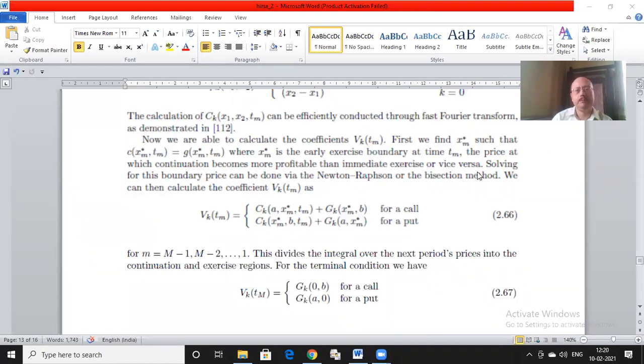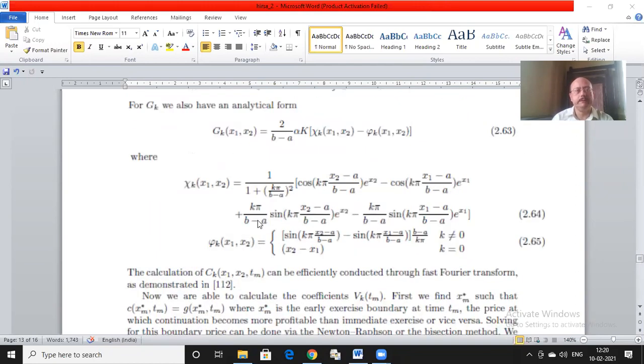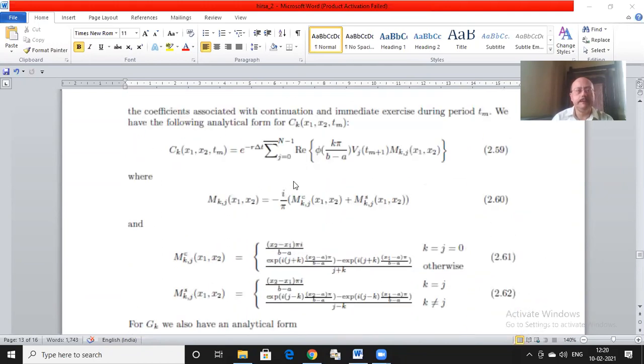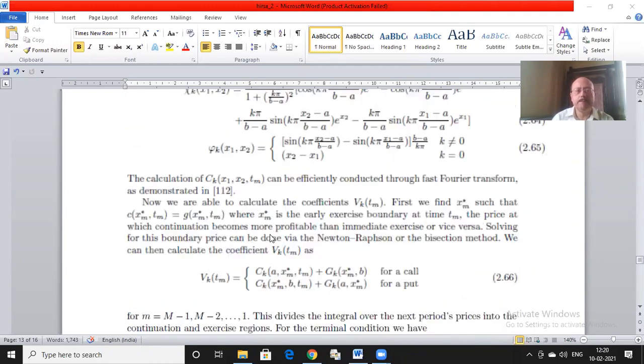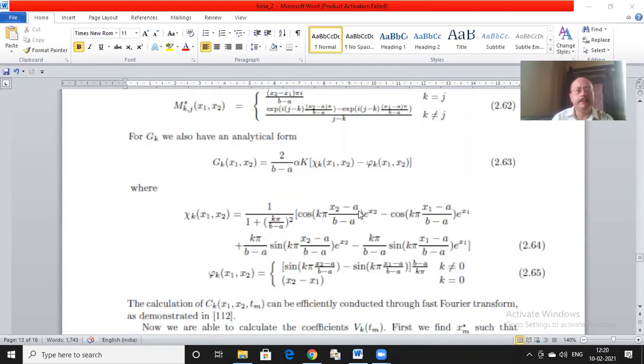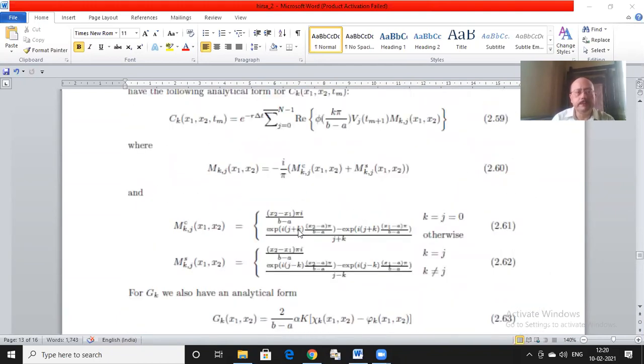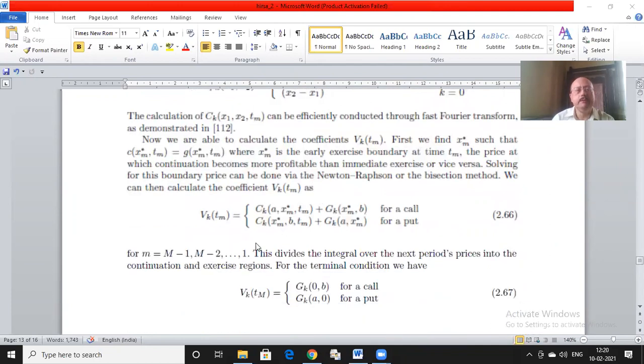Now again, we have to solve this using some numerical method, maybe Newton-Raphson or bisection, whatever. But once we are able to find X star M, in terms of that X star M, this Vk can be defined using C and the G functions. So at time Tm, I can find this Ck and G functions and combine them together. This C and G, I combine them together to get my Vk.